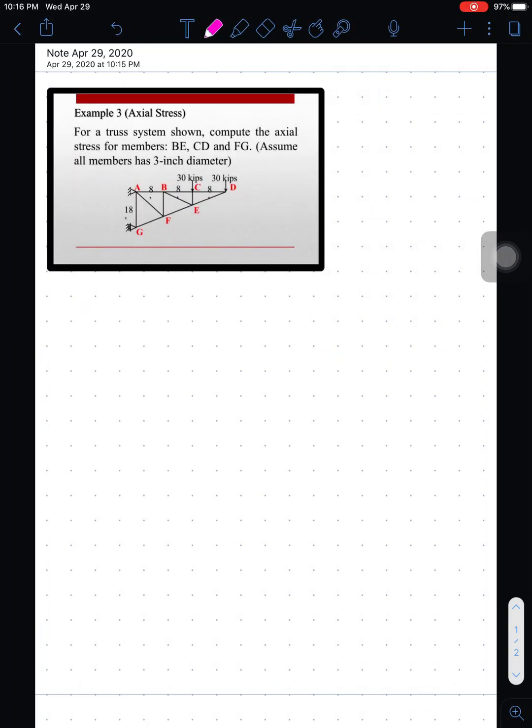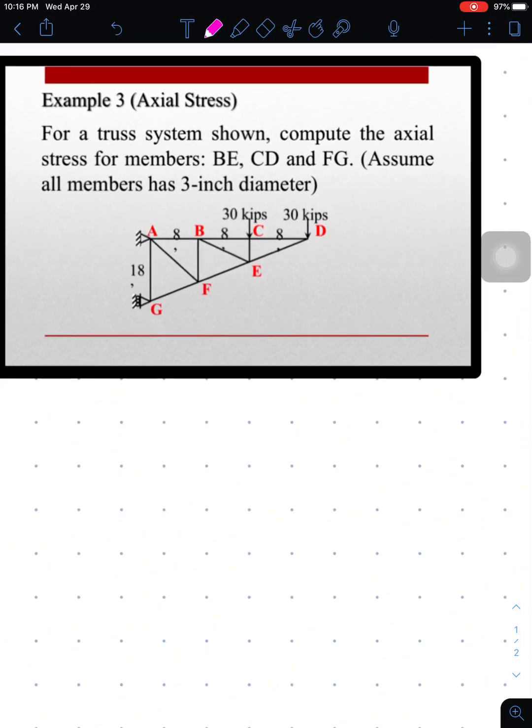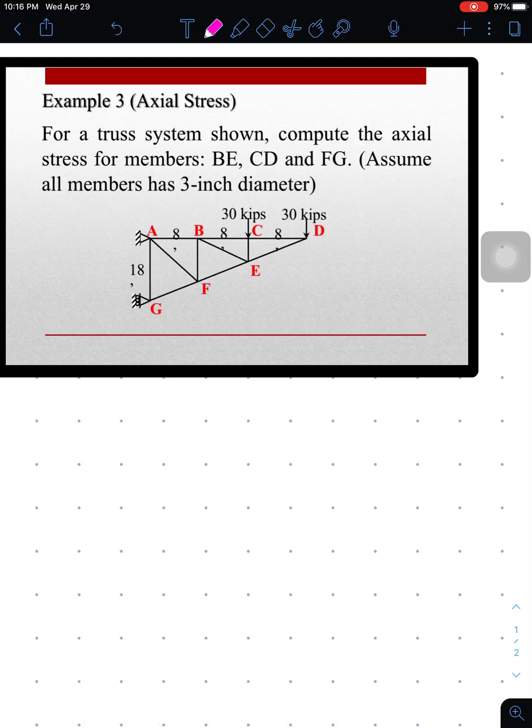So example number 3. For example number 3, we have here a truss system shown. Compute the axial stress for members BE, CD, and FG. This one. So we're going to determine the axial stress. What does it mean?